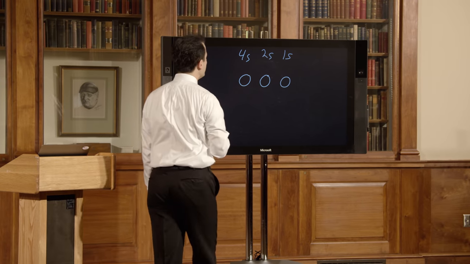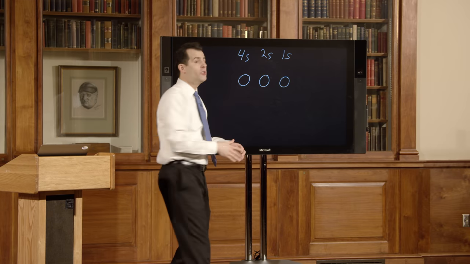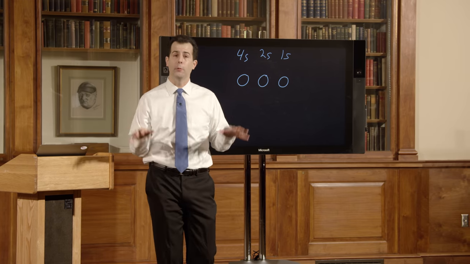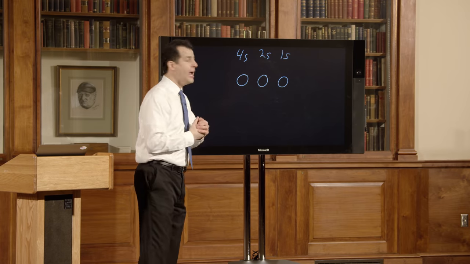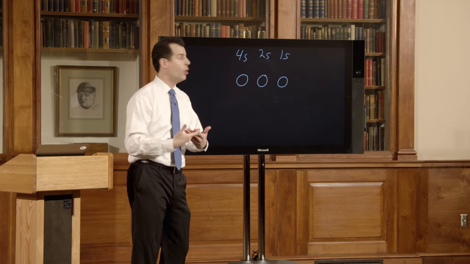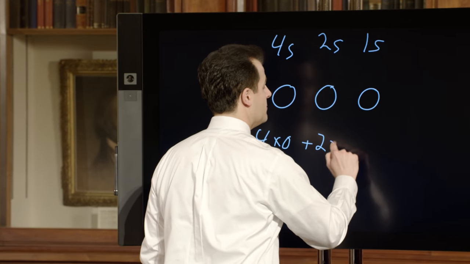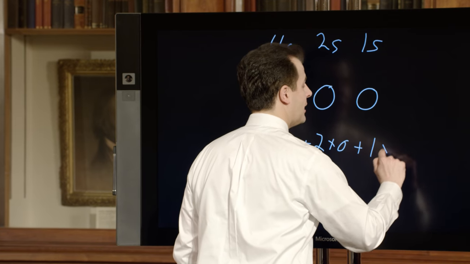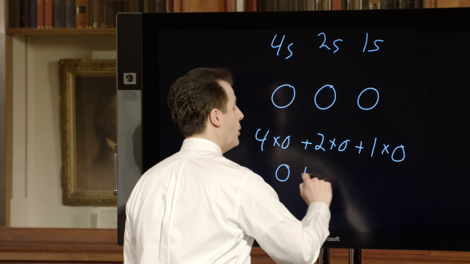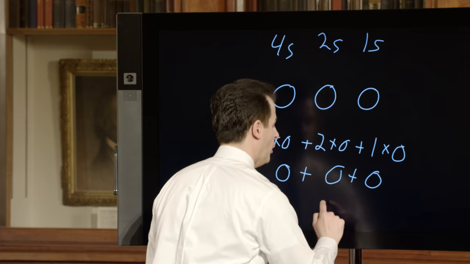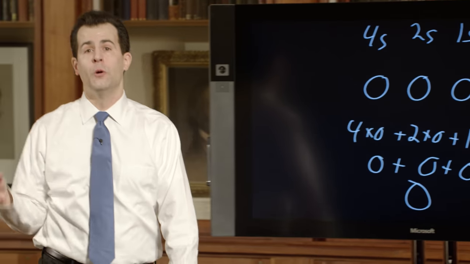And so this pattern of symbols, or this pattern of light bulbs, or this pattern of switches, all of which I'm proposing are off, simply represents now the number we humans know as 0. Why? Well, we have 4 times 0 plus 2 times 0 plus 1 times 0, which of course gives me 0 plus 0 plus 0 for a total numeric value of 0.